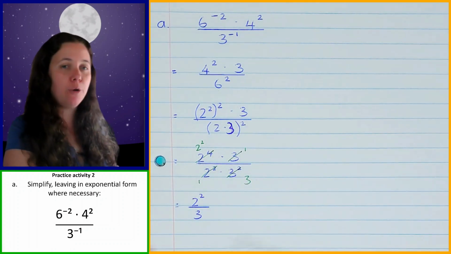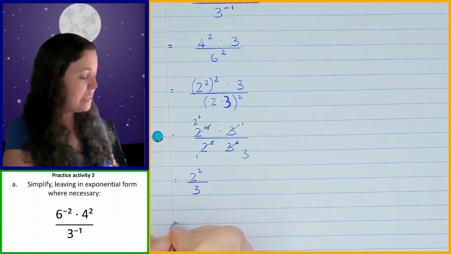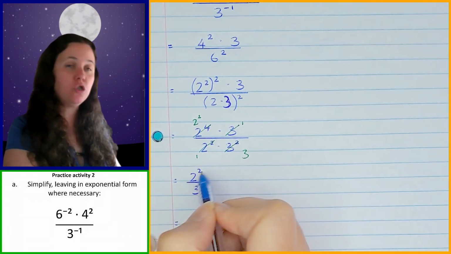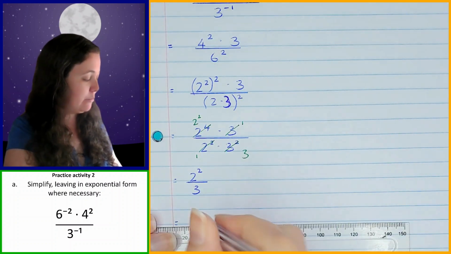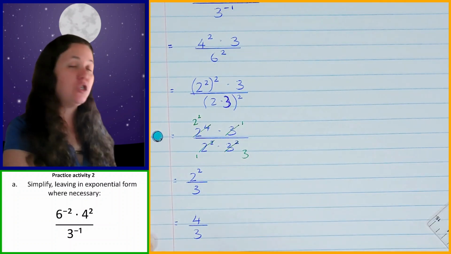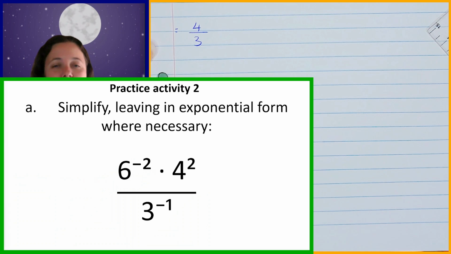Okay, so now we look at both of those numbers and we see, is it reasonable for us to change that? Now, in this case, it is reasonable because 2 squared you should know is 4, and 3 is already a normal number. It's already in standard form. So you should have ended up with 4 over 3 for this question. Okay, let's go and have a look at the next one.